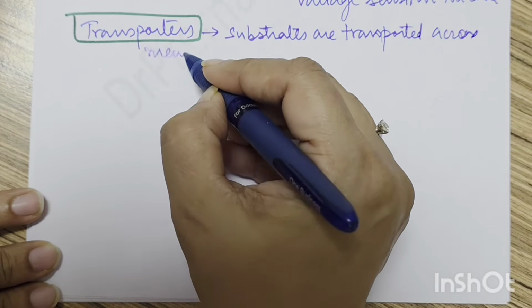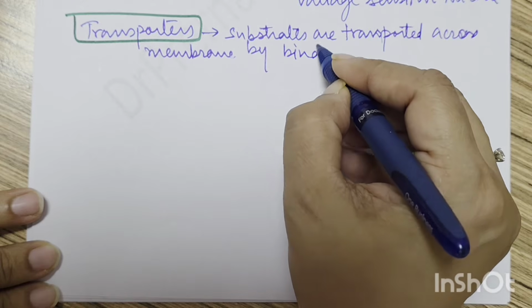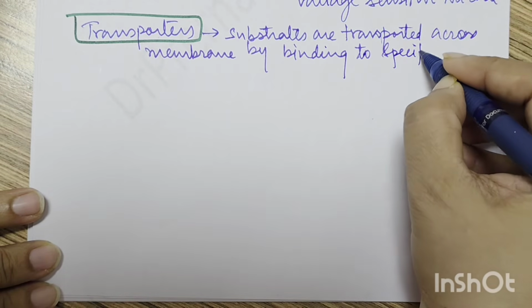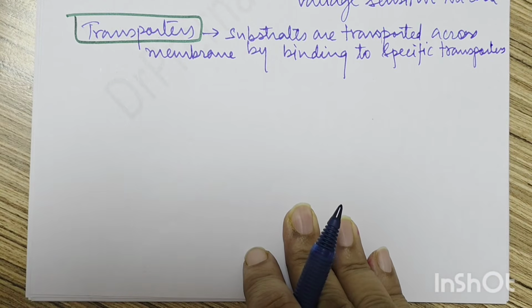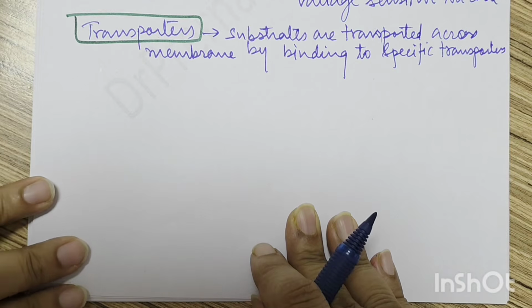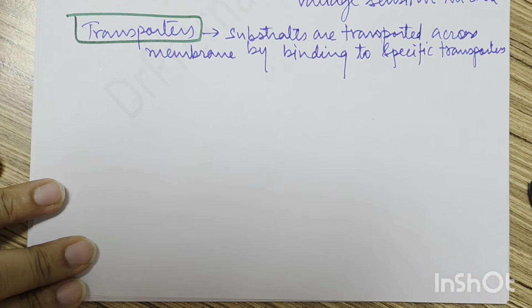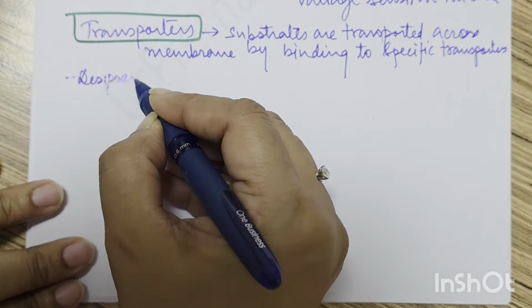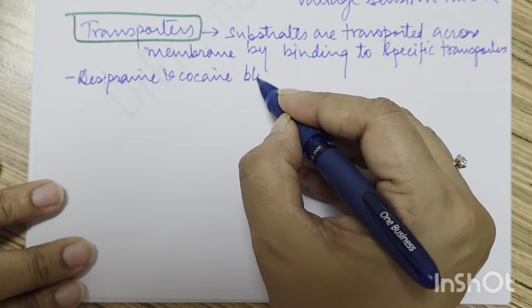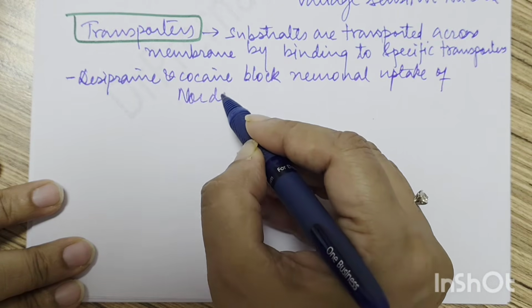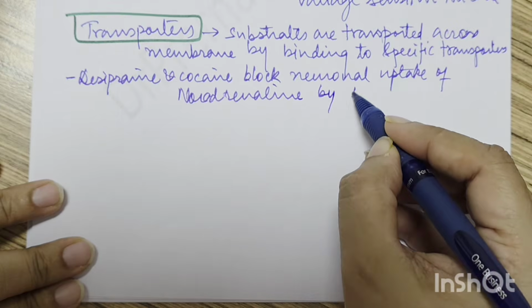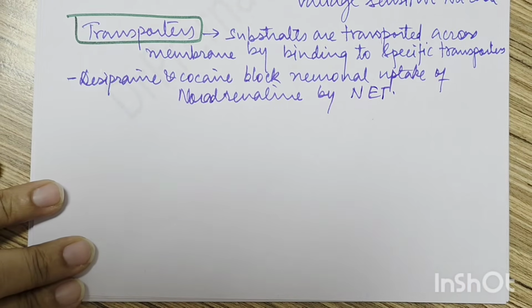across the membranes by binding to specific transporters, in which either they have diffusion, facilitated diffusion in the direction of the concentration gradient, or they pump the metabolite against the concentration gradient, right? Now I'll give you some examples of these transporters. For example, desipramine and cocaine, they both block the neuronal uptake of noradrenaline by the noradrenaline transporter.